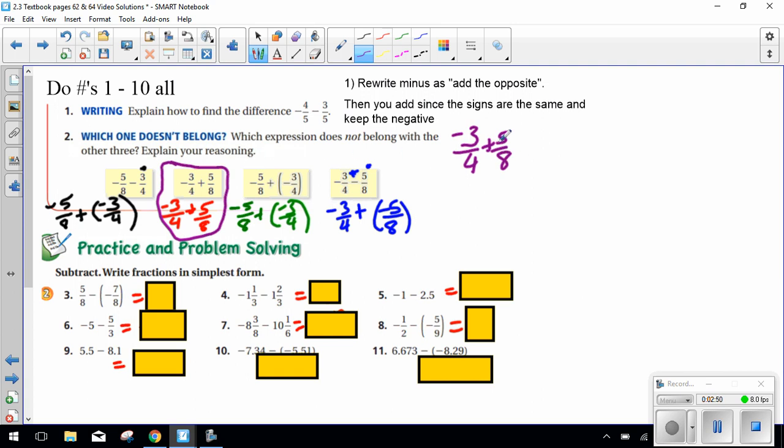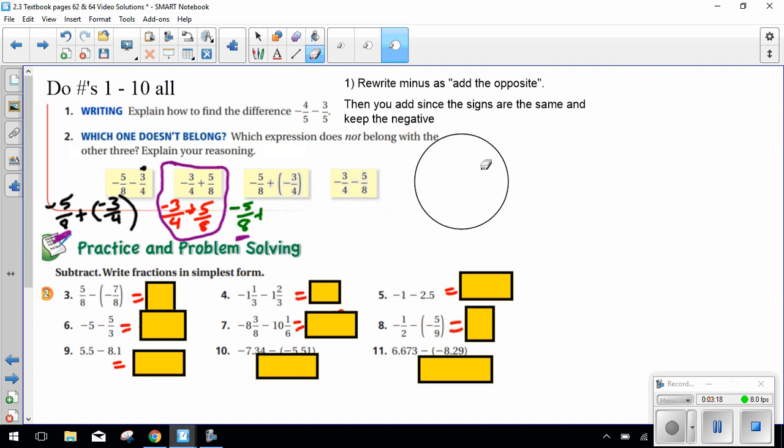And explain your reasoning, you will write that -5/8 minus 3/4 should be -5/8 plus -3/4. This 5/8 needs to be negative, not positive. So if you look at the other 3, 5/8 is negative. 1, 2, and 3. All right, let's move on to number 3.